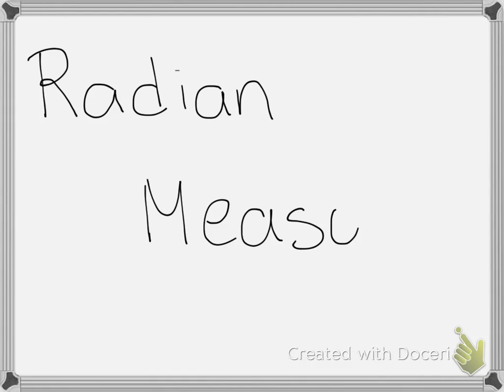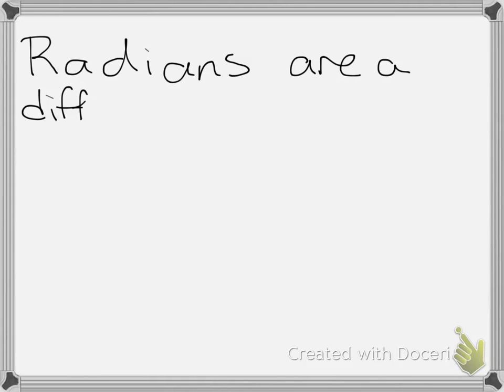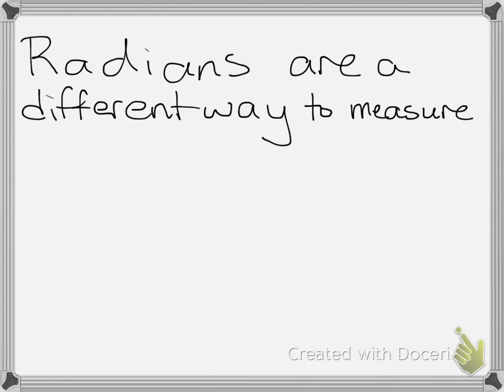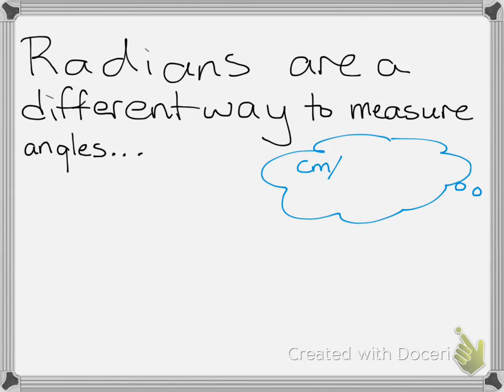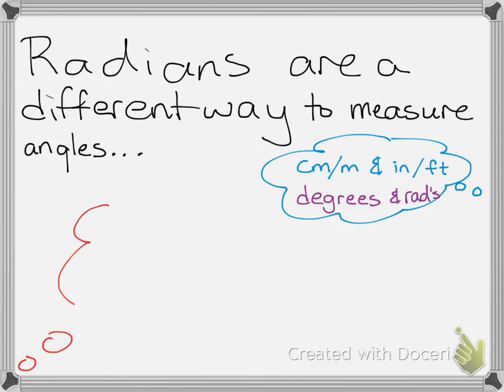So today we're going to look at radian measure. Radian measure is just a different way to measure angles. You can think to yourself, just like centimeters or meters is the same as inches and feet, it's just a different way to measure distance. Degrees and radians are just different ways to measure angle sizes.